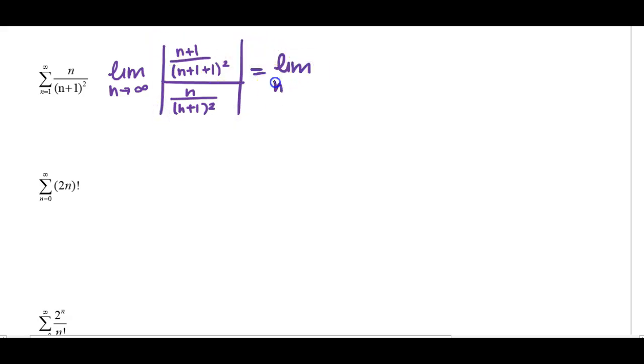So now this is the limit as n approaches infinity, and I'll have n plus 1 over n plus 2 squared times, so that was the numerator, and then I'm going to do the reciprocal of the denominator, so n plus 1 squared over n. Alright, and so now at this step, we really have to try to think about what's going on with this limit at infinity.